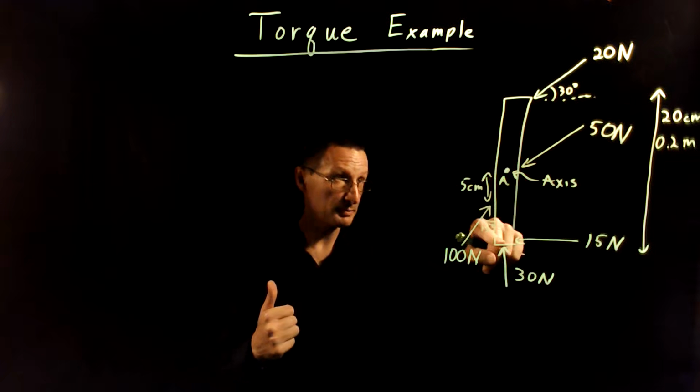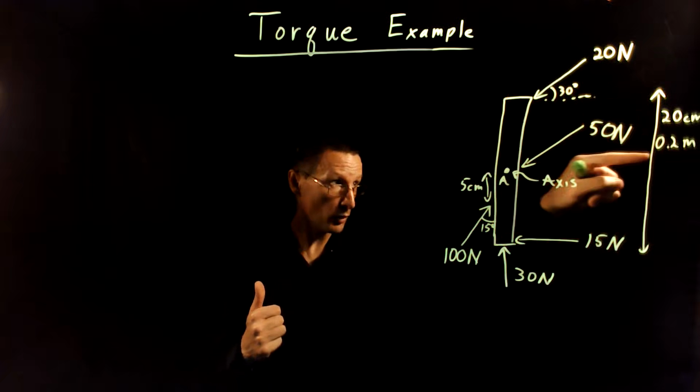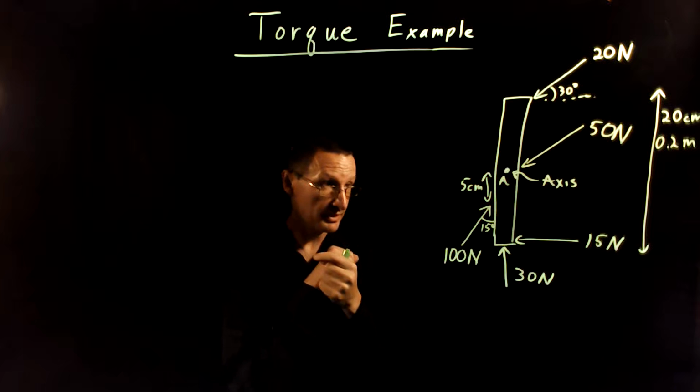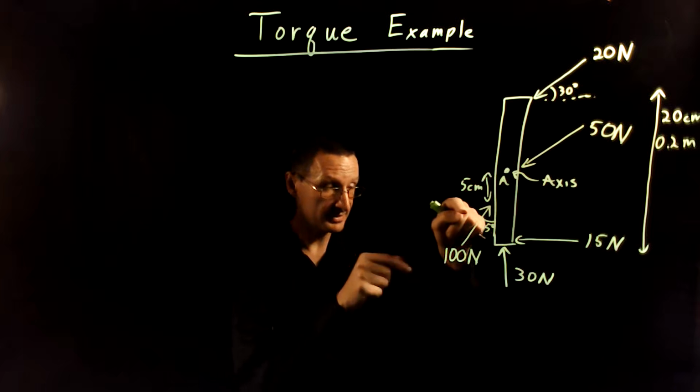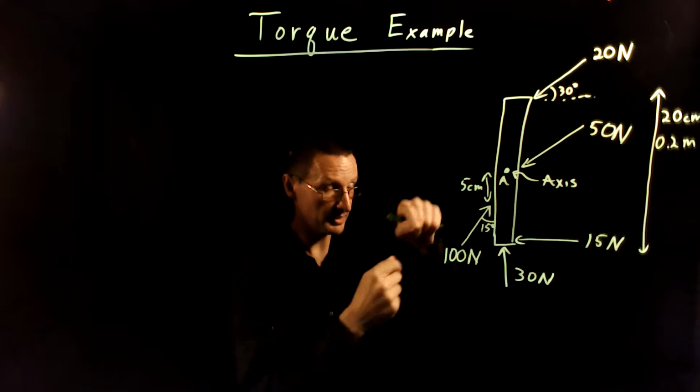I've tried to keep it very simple here. There's a rod that's 20 centimeters long, or 0.2 meters, and there's an axis right in the middle of it that it's free to rotate about. That axis is labeled A, and so that's in the middle. So this is 10 centimeters here, and this is 10 centimeters here.